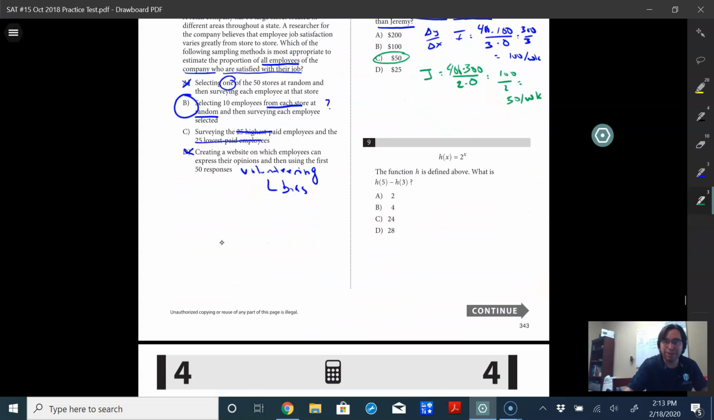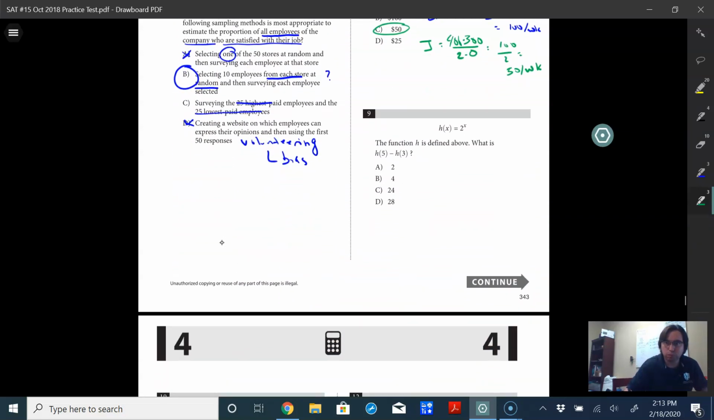Okay, let's look at number 9 here. We see the function h is defined above. What is the value of h of 5 minus h of 3? Here we can just rewrite these expressions. So h of 5 is going to be 2 to the 5th. If you think about that, that's 2 times 2 times 2. So 2 times 2 equals 4, times 2 equals 8, times 2 equals 16, times 2. So that's 1, 2, 3, 4, 5. That's going to give me a value of 32.